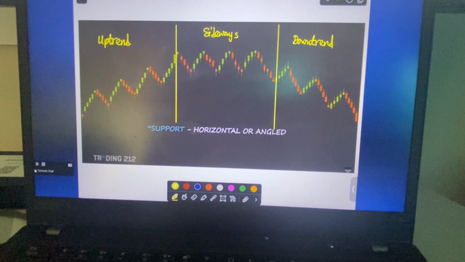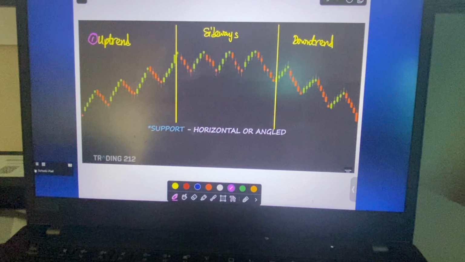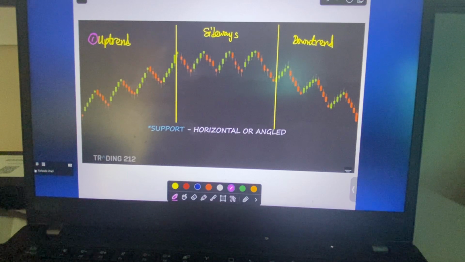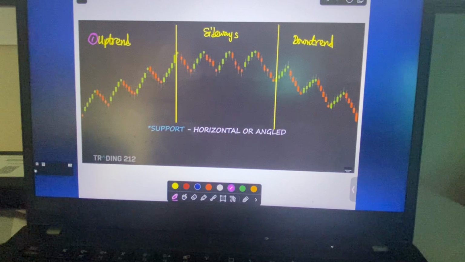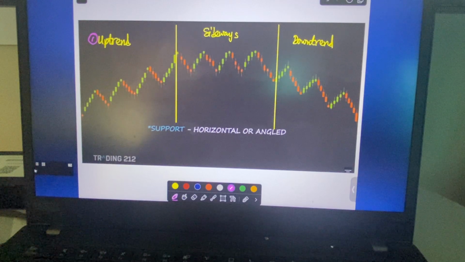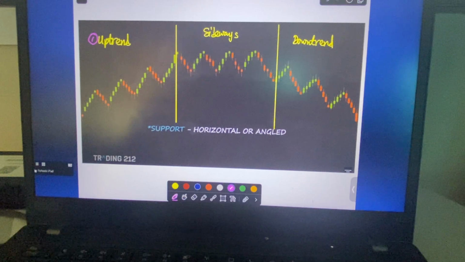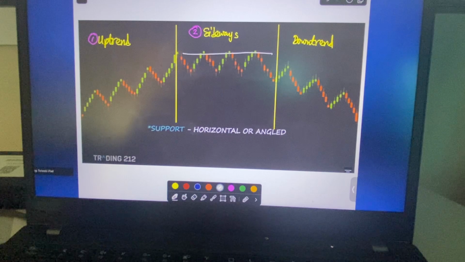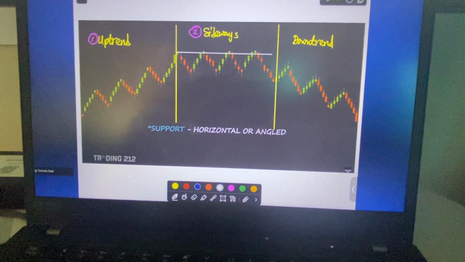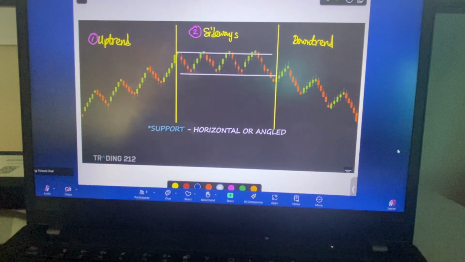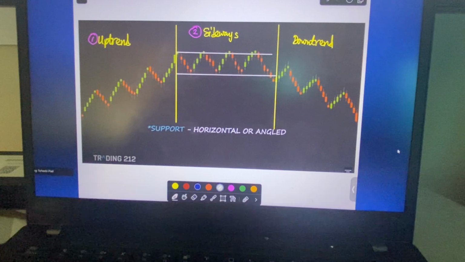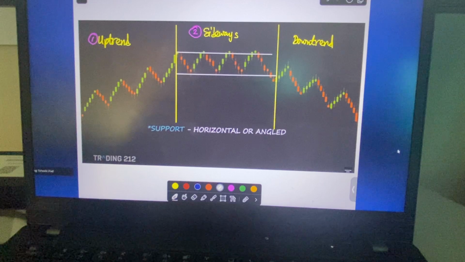If I look at the uptrend side, is it possible to draw a support line on this uptrend? Because we just looked at the sideways one, that looks something like this. This was resistance and this was support. So even though this side isn't flat on the left side, am I still able to draw support and resistance in that region?